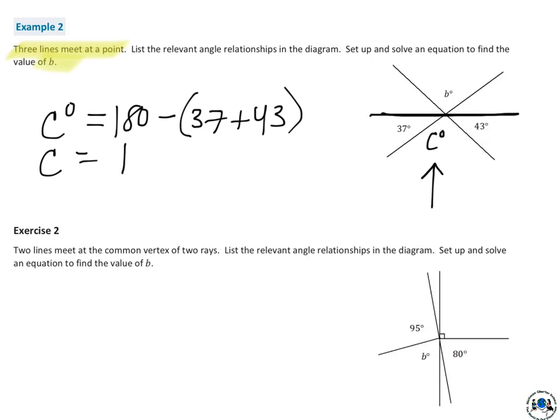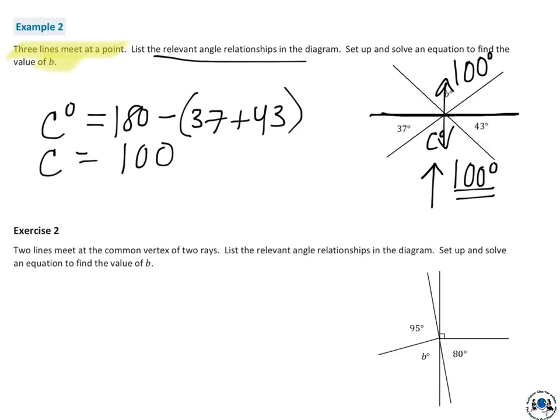So that's 100. Okay, so we know C is 100, and if C is 100 and B sits vertical to it, it's going to be 100 degrees as well. Okay? All right, so in terms of relevant angle relationships, we're probably looking at angles on a line, but also, we had to use vertical angles as well. All right, okie doke. That was pretty easy, huh? Wow, just a lot of practice, I guess, we're getting here.